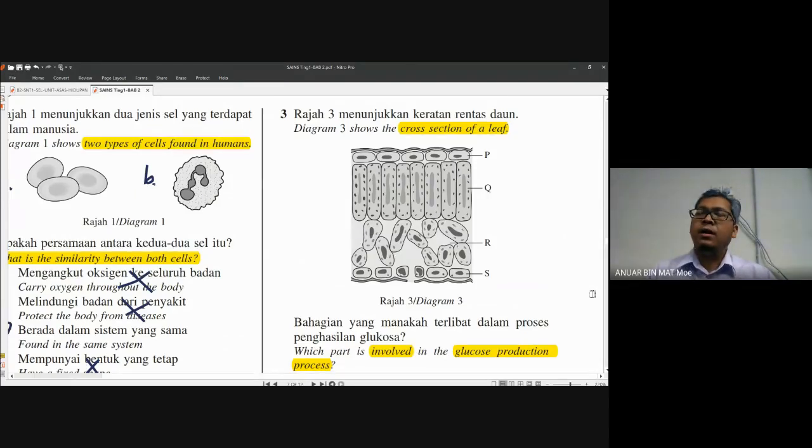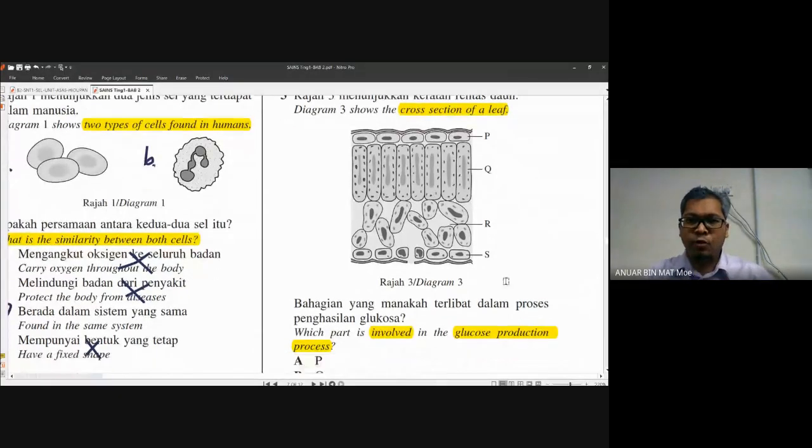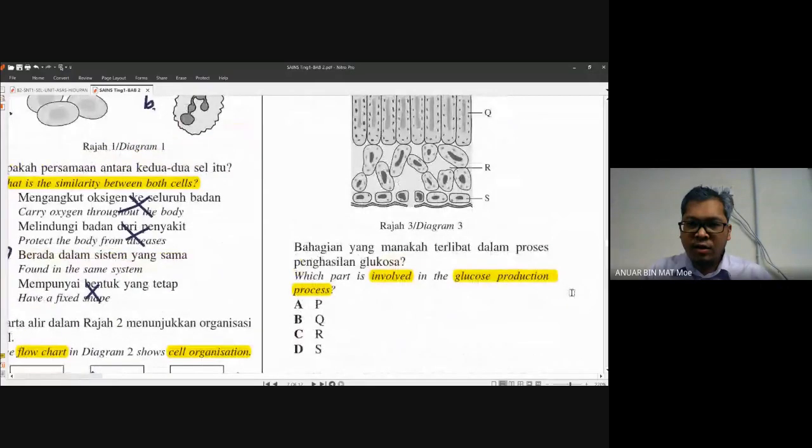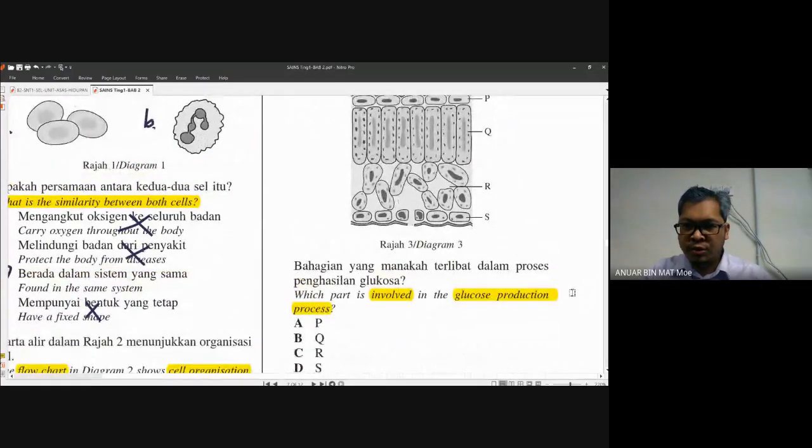Epidermis cell, guard cell, and then, what else? Guard cell, epidermal cell, palisade cell, and then root hair cell. Okay, these are examples of cells inside a plant. So the question: which is involved in the glucose production process? Glucose production process.